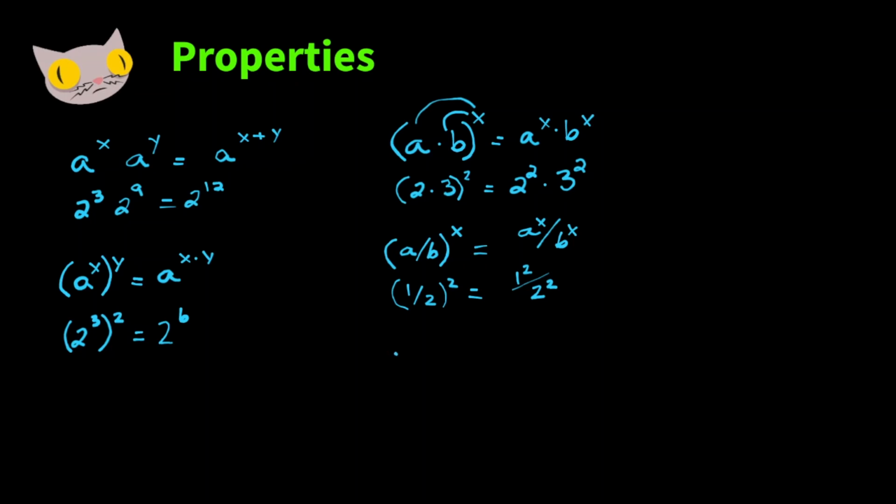Now, what if we had a to the x power over a to the y power? Same base number and two different real numbers in the exponents. This can be simplified to a to the x minus y power. Right, so if we had 2 to the 5th power over 2 to the 2nd power, this would just be 2 to the 5 minus 2, 3rd power.